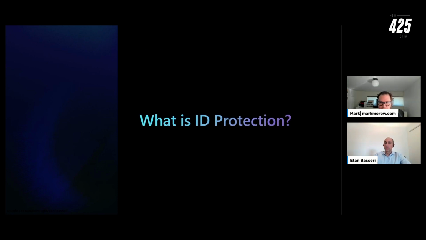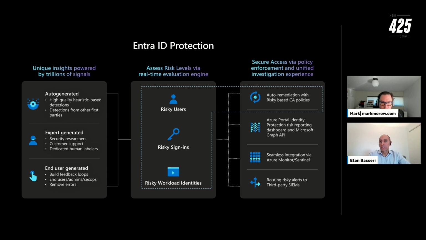So number one, what is identity protection? It is the system of detecting identity threats across 3 main categories. First, signals that can be auto-generated, meaning we use machine learning or rules-based detections to notify you of those risks. Second, expert-generated alerts. This includes primarily things from our security researchers. Microsoft is lucky enough to have thousands of security researchers who can identify when threats are coming either from nation-state actors, from cyber criminals, etc.